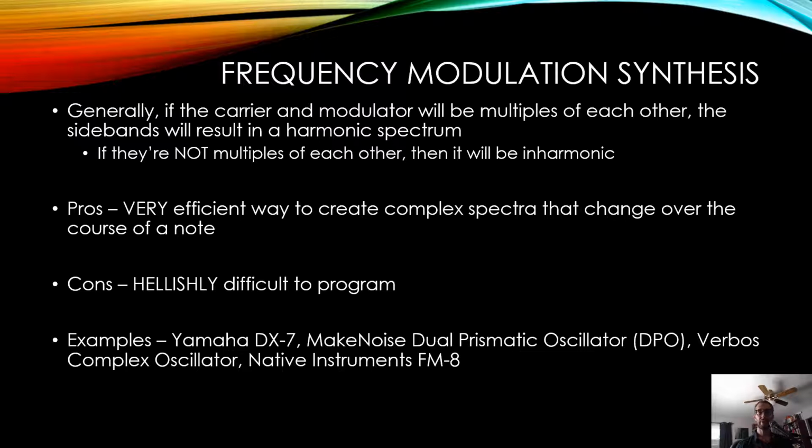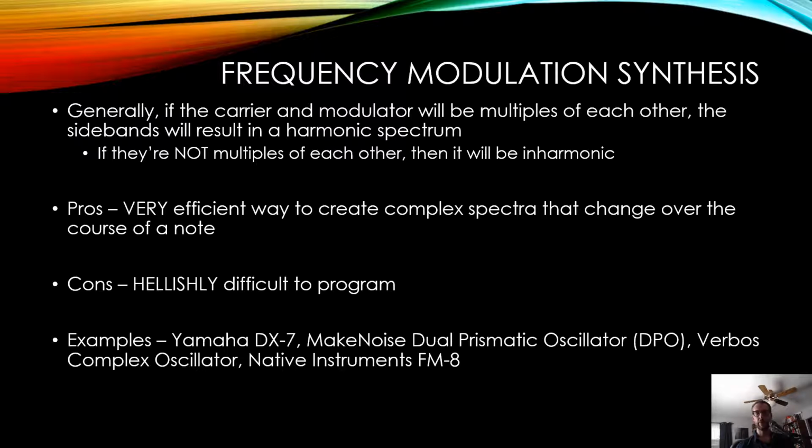Generally, if the carrier and the modulator are multiples of each other and follow that nice whole number harmonic series, then the sidebands will result in a harmonic spectrum. If they are not, and you're not multiplying by nice whole numbers, and you're multiplying, say, 440 by 374.2, then you're going to get an inharmonic spectra. It's going to be more metallic. It's going to be more harsh. But it could also be really interesting. You have to play with it to find out.